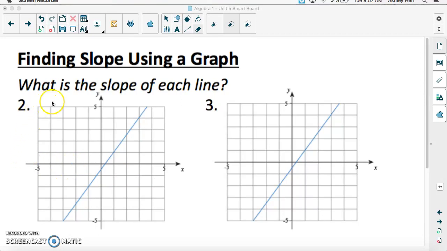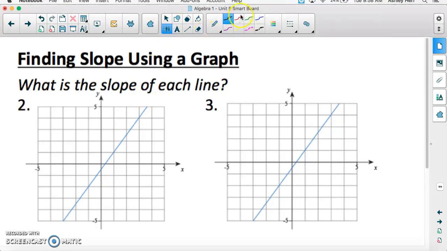All right, so I want you to find the slope using the graphs for number 2 and 3. Remember, you find some point on your line, and then you count going upward and then over. So let's do the first one together.